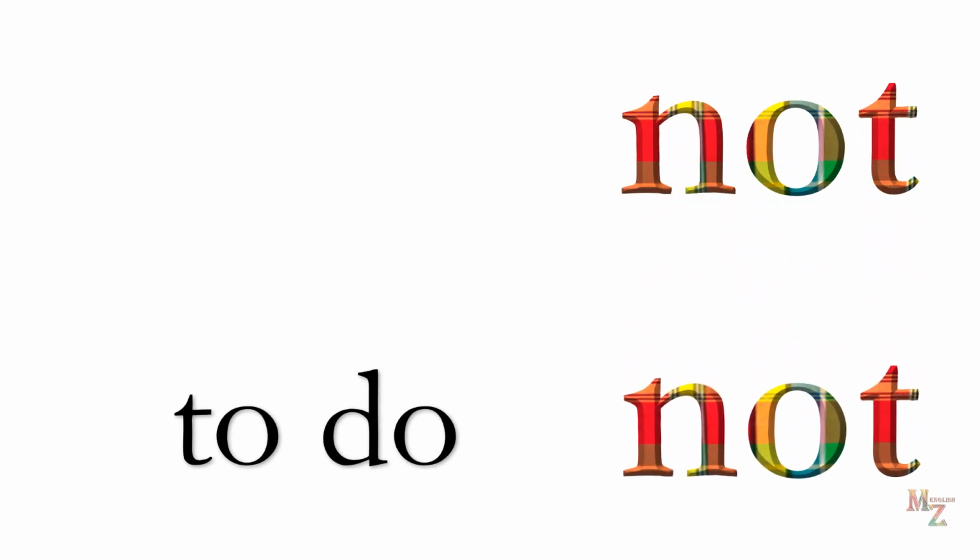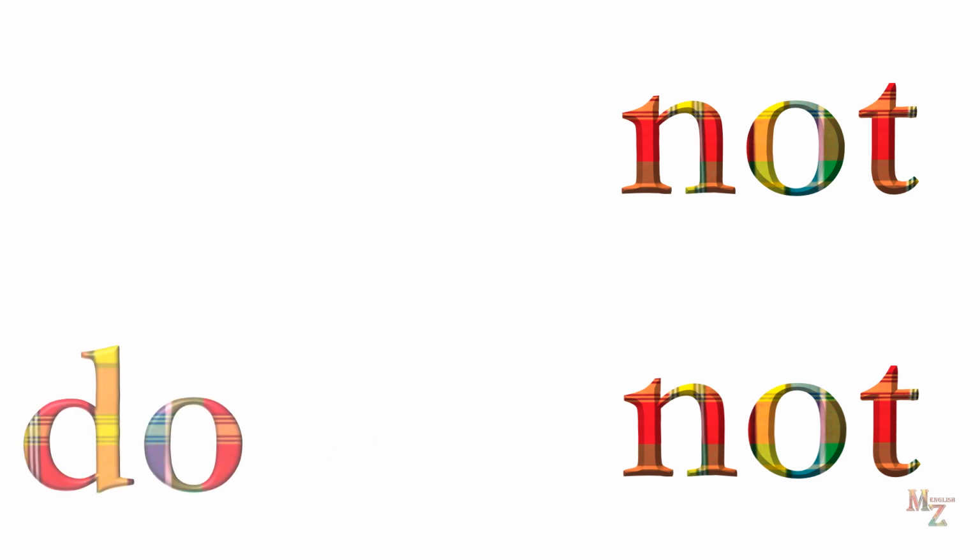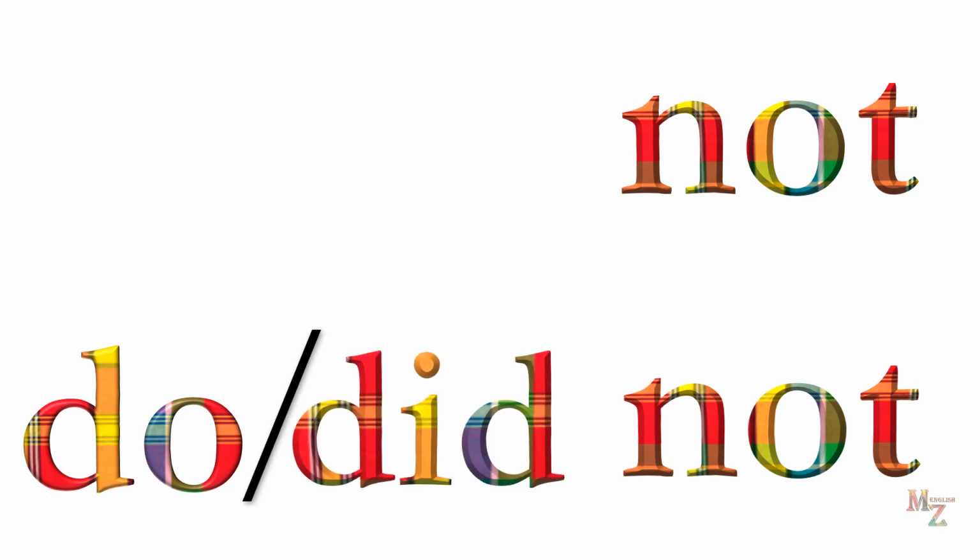So, when you want to talk about all that you do not and are not going to do, you use the word not and the verb to do plus not. So we have do not for the present tense and did not for the past tense.